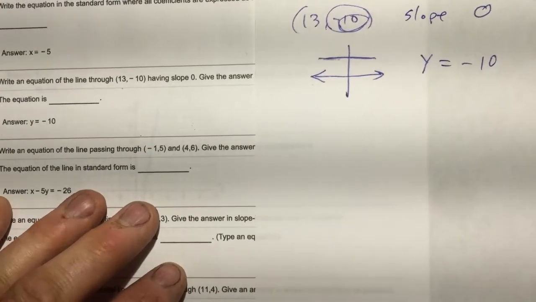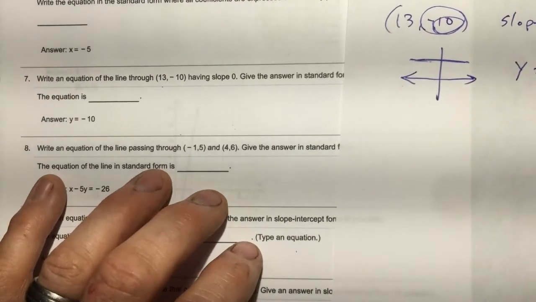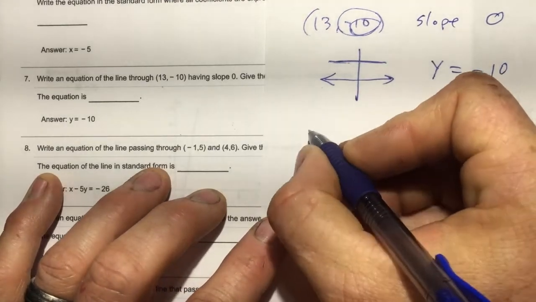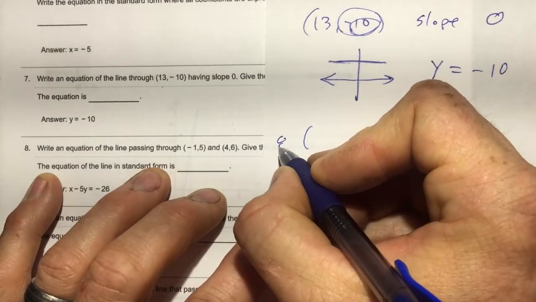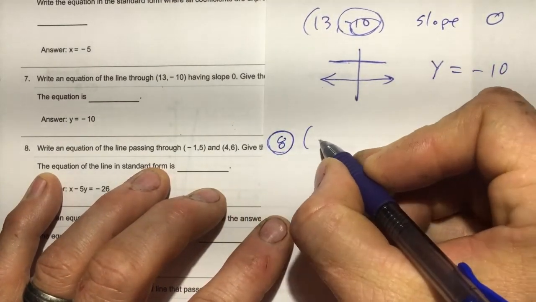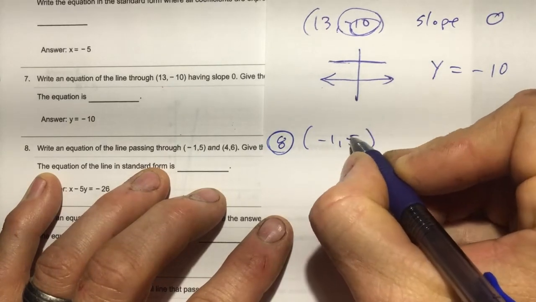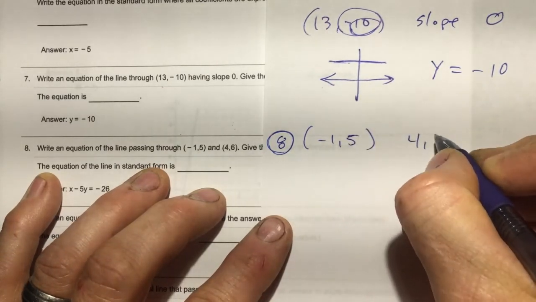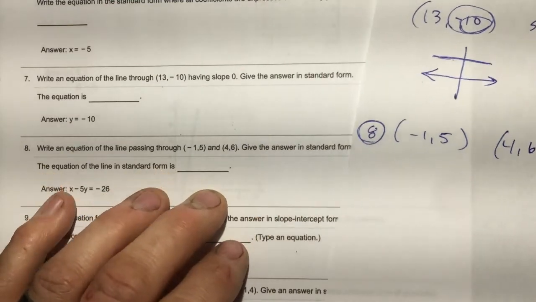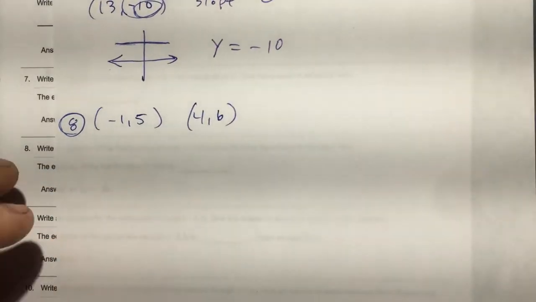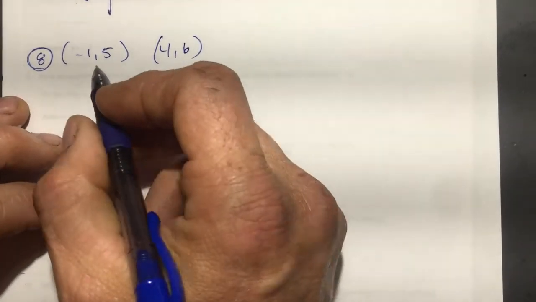Okay. Number 8. Write the equation of the line that passes through negative 1, 5, and 4, 6. Give it in standard form. All right, so let's get this up here. It goes through these points.